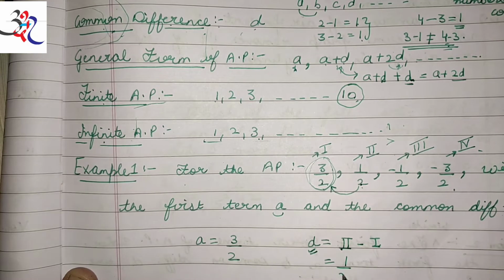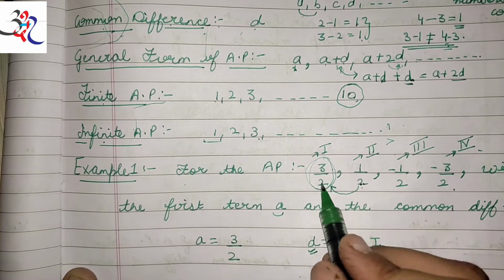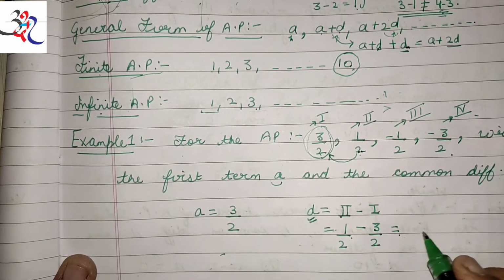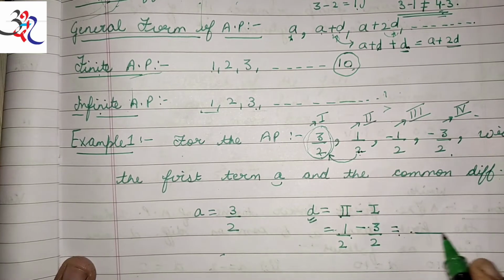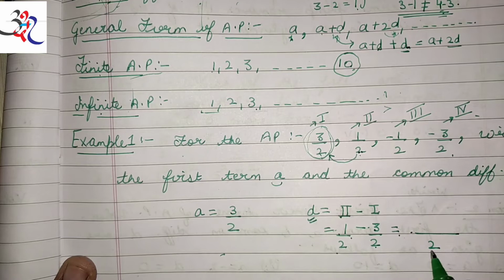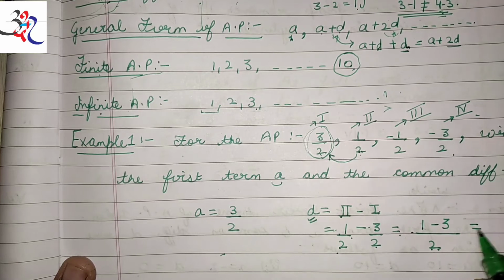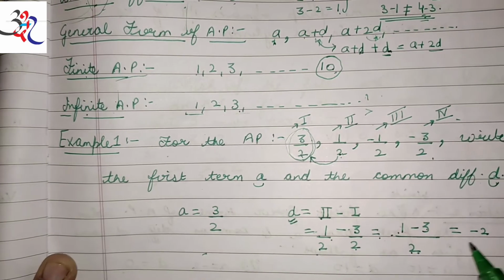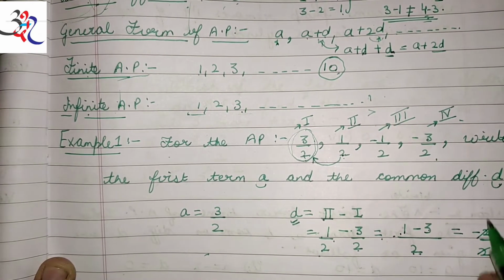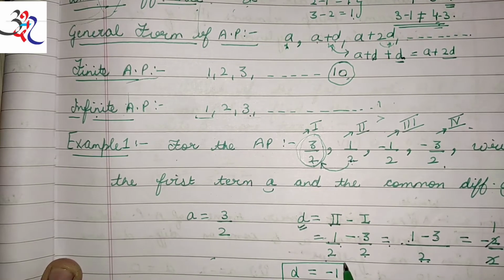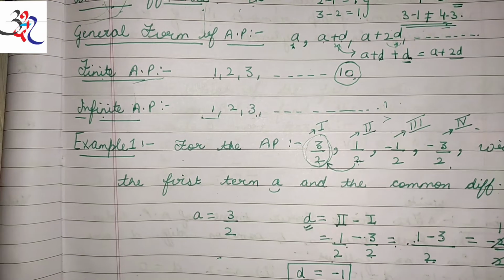So second term is what? Second term is 1 by 2 minus 3 by 2. So we will get our answer in negative. So 2 will be LCM for both. So 2 and 2 will get divided. So I will get 1 minus 3. So my answer will be minus 2 by 2, which is equal to minus 1. So my common difference is equal to minus 1.